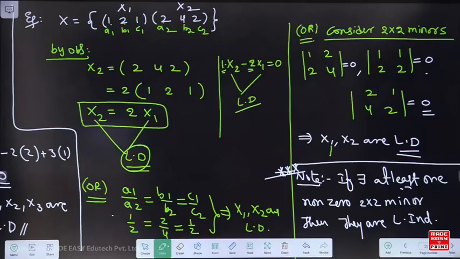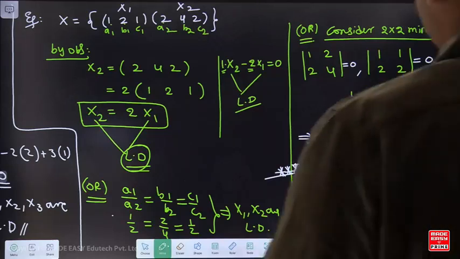If there exists at least one non-zero 2 cross 2 minor, then they are linearly independent. No confusion, nothing. That is for 3 vectors, this is for 2 vectors.